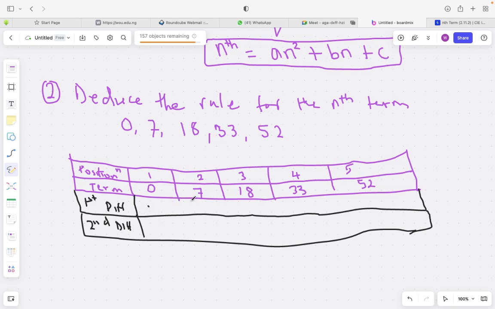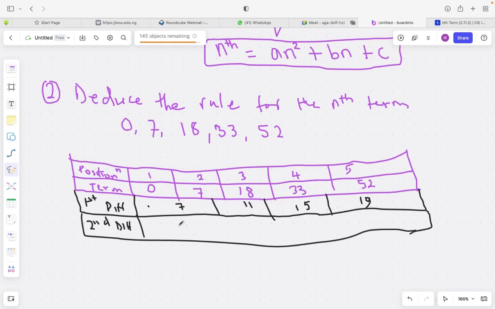So the difference between this and this is what? 7, right? The difference between this and this is what? 11. The difference between 33 and 18 is what? 15, right? Then the difference between this and this is what? 19, right? You see, when you did the first difference, they are not the same. So it's not a linear function. It's not an arithmetic function.